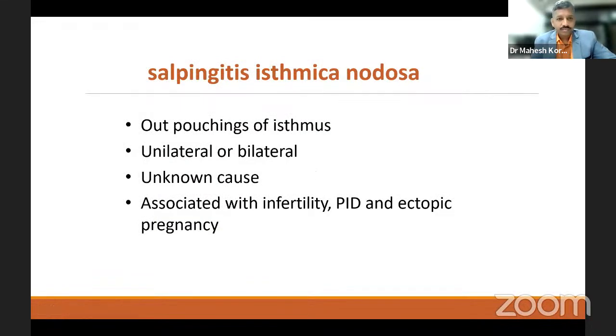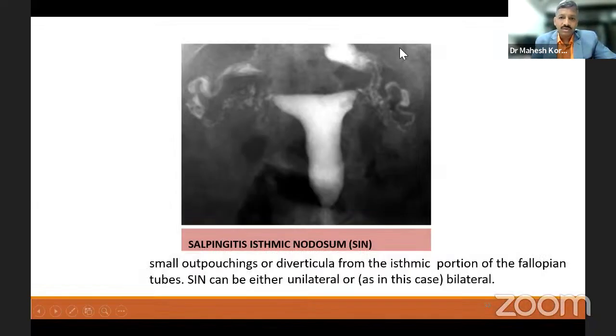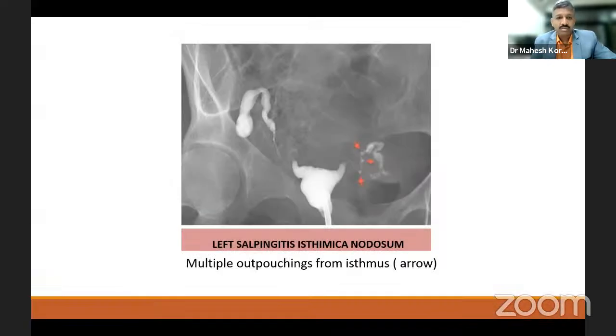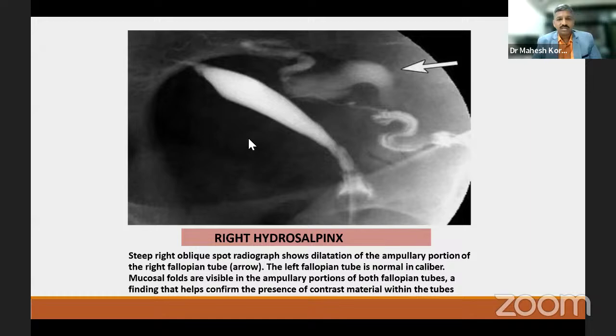And another is salpingitis isthmica nodosa. It's an outpushing of the isthmus on one side, other side. You can see small outpouchings here in the fallopian tube. These are the SIN or salpingitis isthmica nodosa. Sometimes it's seen in the tuberculosis patients, very common. You can see SIN here, as 1, 2, 3 dots like beads, and hydrosalpinx here. So generally seen in the tuberculosis cases.